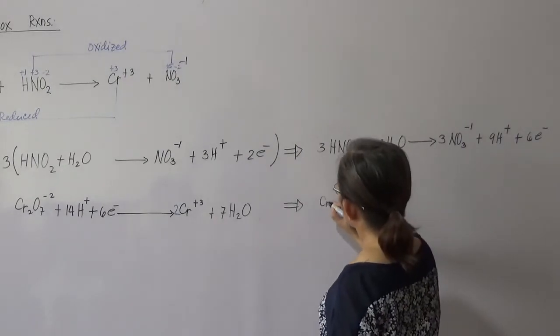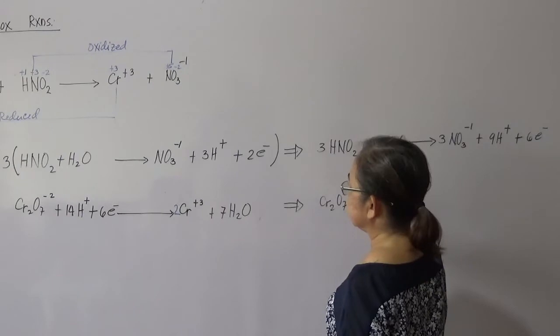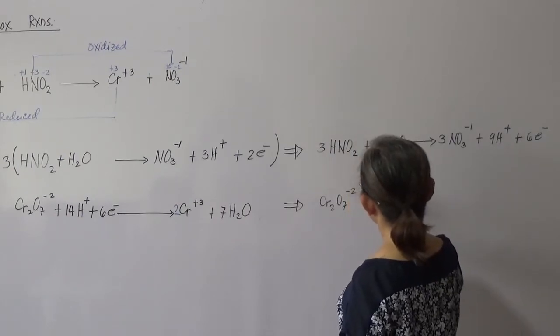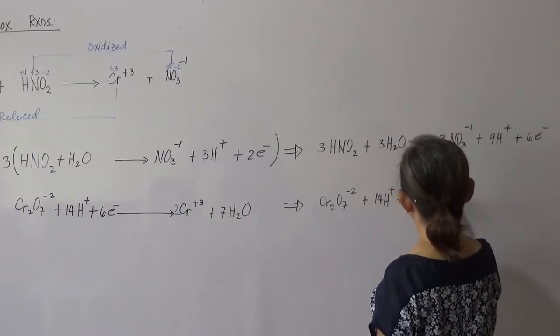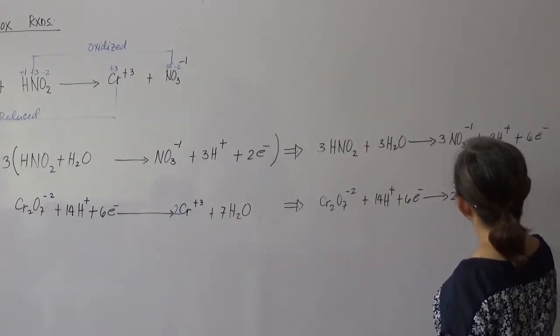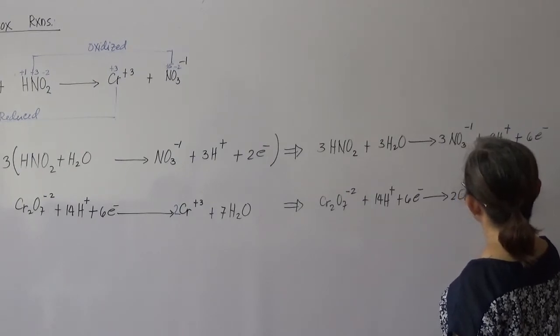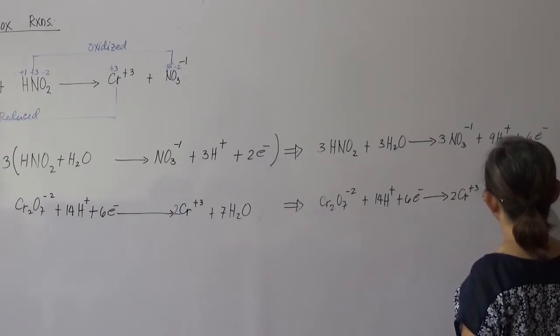So you'll have dichromate, -2, plus 14 hydrogen ion, plus 6 electrons. Then you have 2 chromium, this is chromium, plus 3. Then you have 7 moles of water.